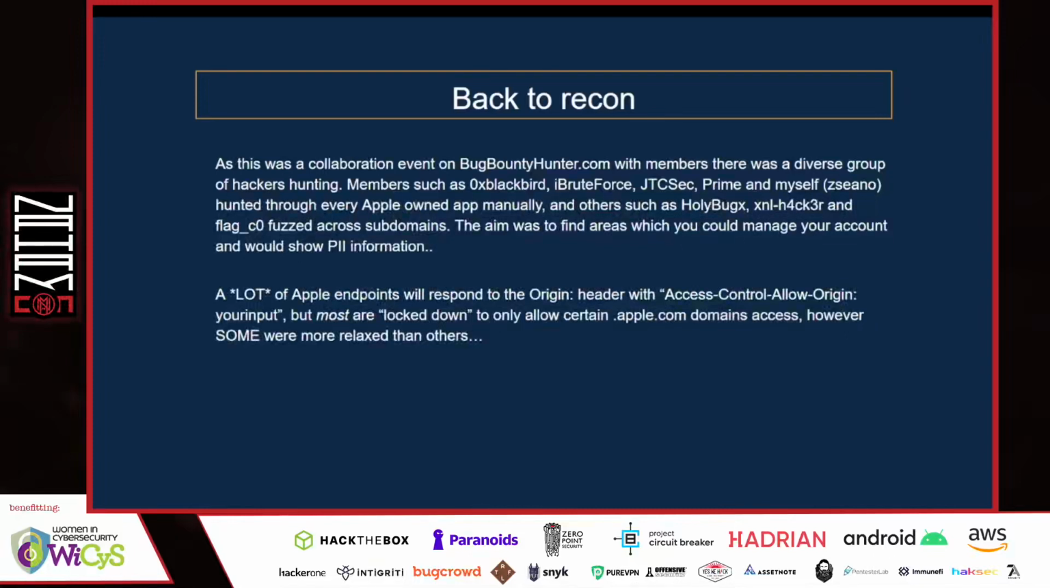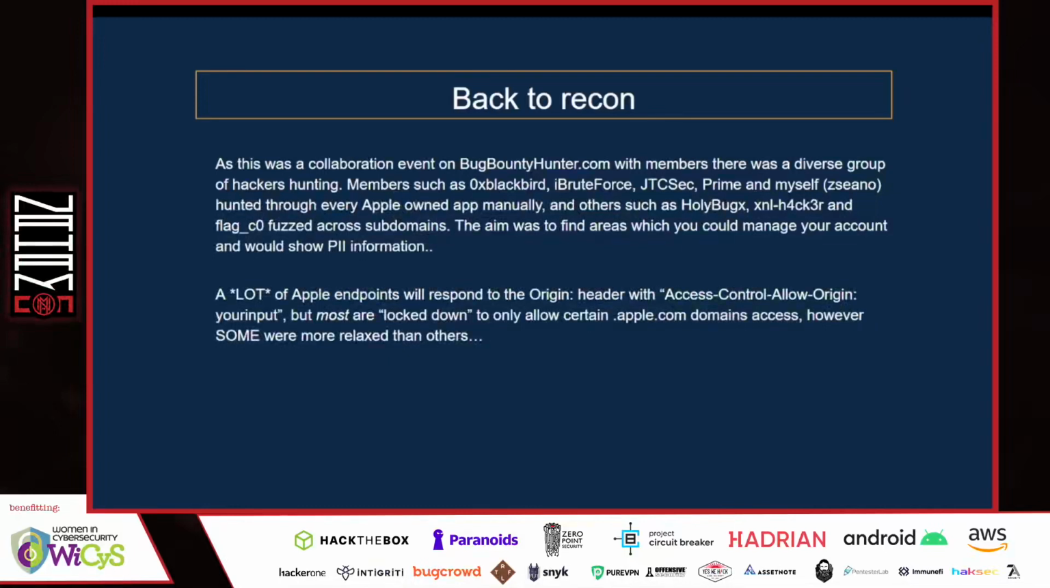Now, a lot of Apple endpoints will respond to the origin header. So when you're testing for CORS bugs, which is cross-origin resource sharing, if you see Access-Control-Allow-Origin on the response, then if you can control the origin header, so if you could put evil.com and it responds saying Access-Control-Allow-Origin evil.com, that says evil.com can read this response. Now, in our case, a lot of them were locked down.